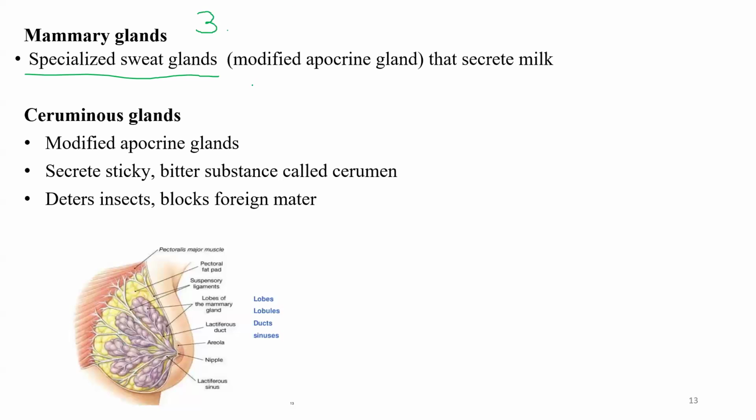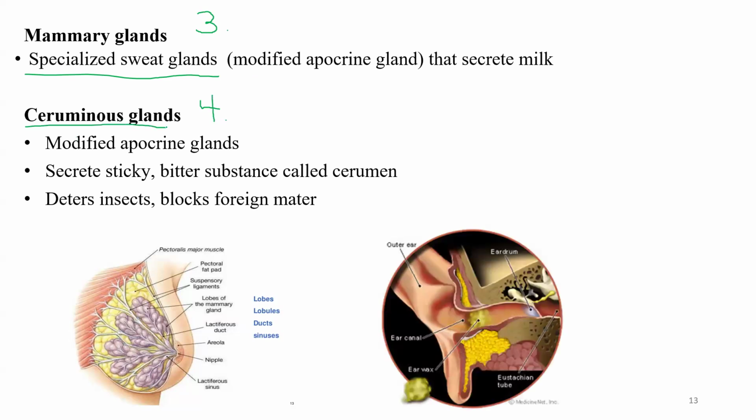Okay. Tired of changing colors. Number four, our last gland we're going to talk about here, ceruminous glands. This one is a little bit more unique and rare. Ceruminous glands secrete cerumen. You could put cerumen equals earwax, right? Cerumen is earwax. So ceruminous glands secrete cerumen. That's just earwax. So they're located in your ear.